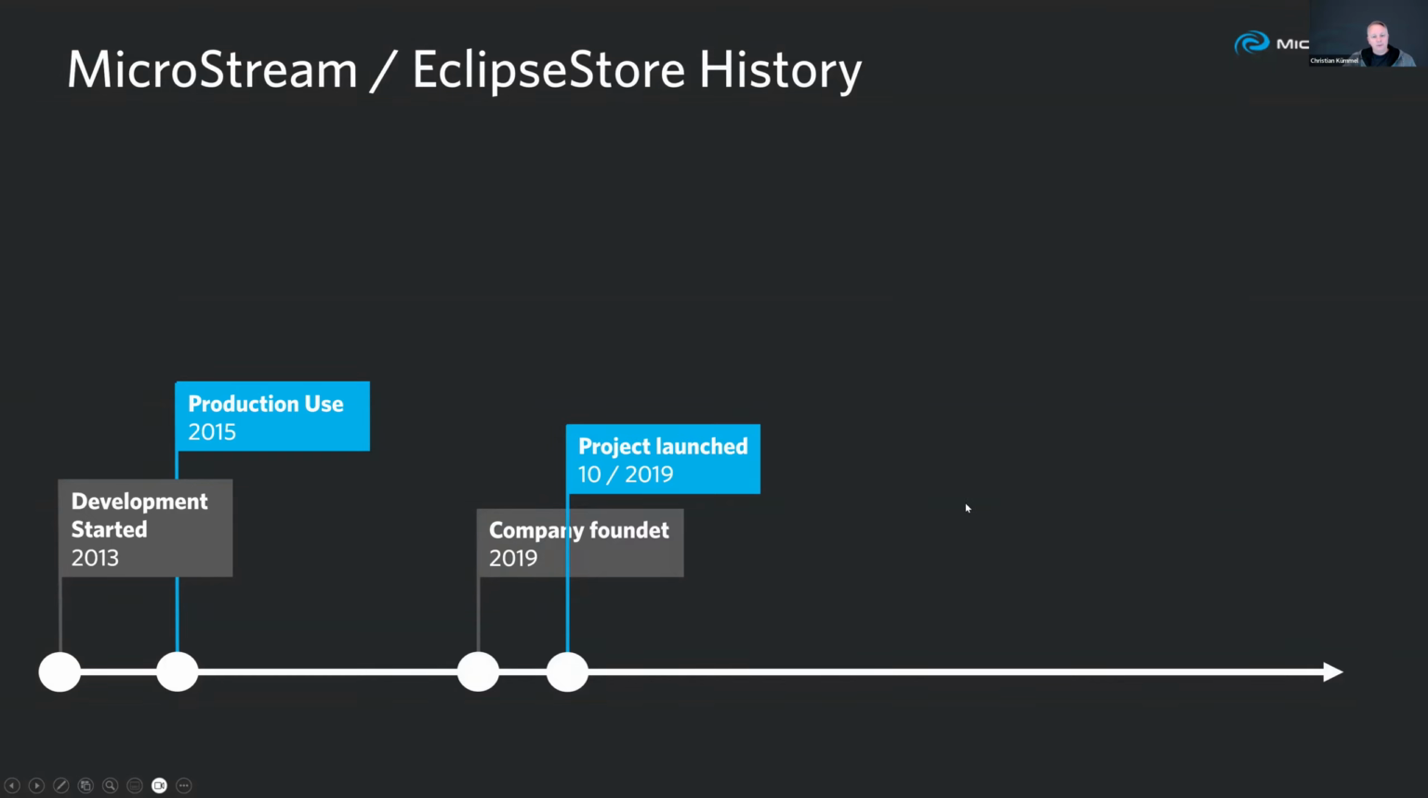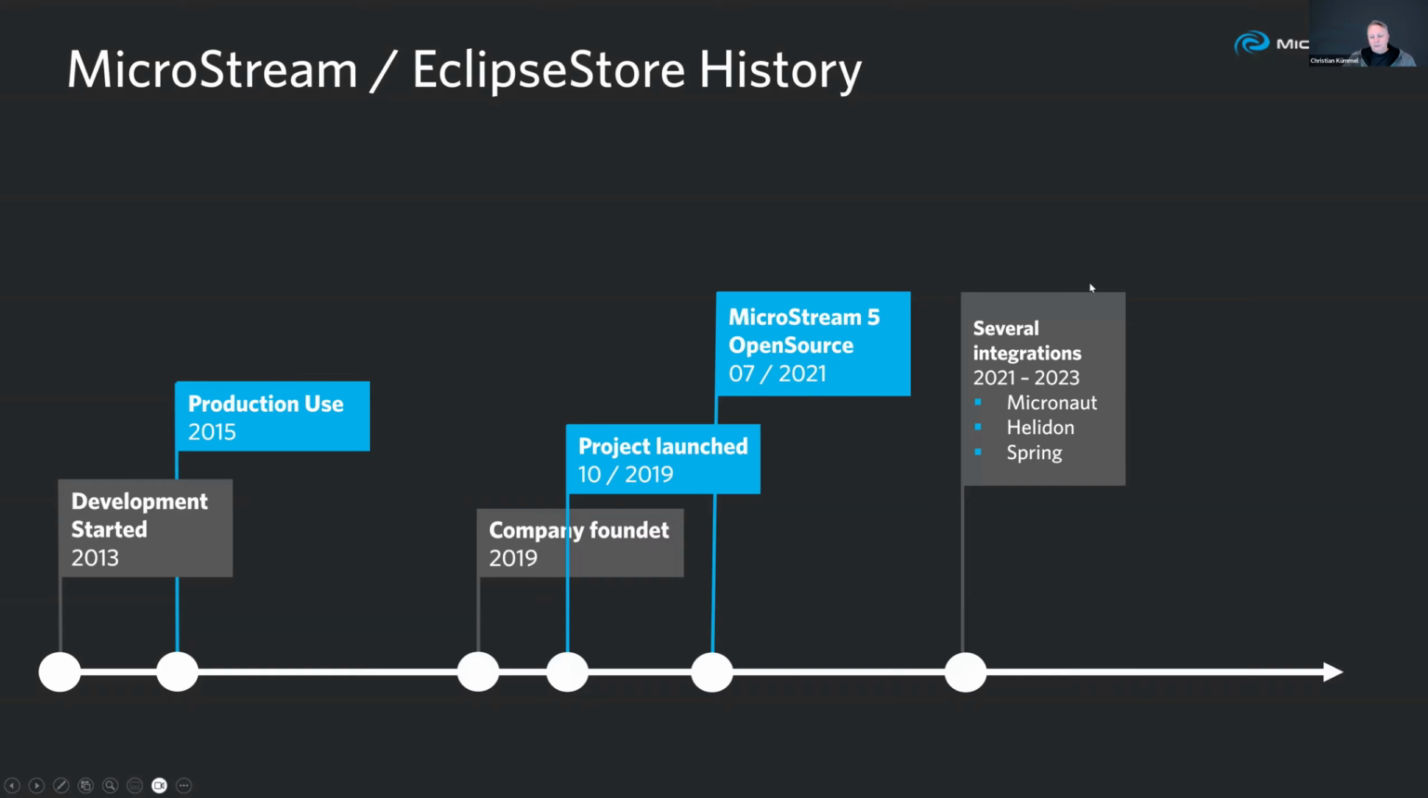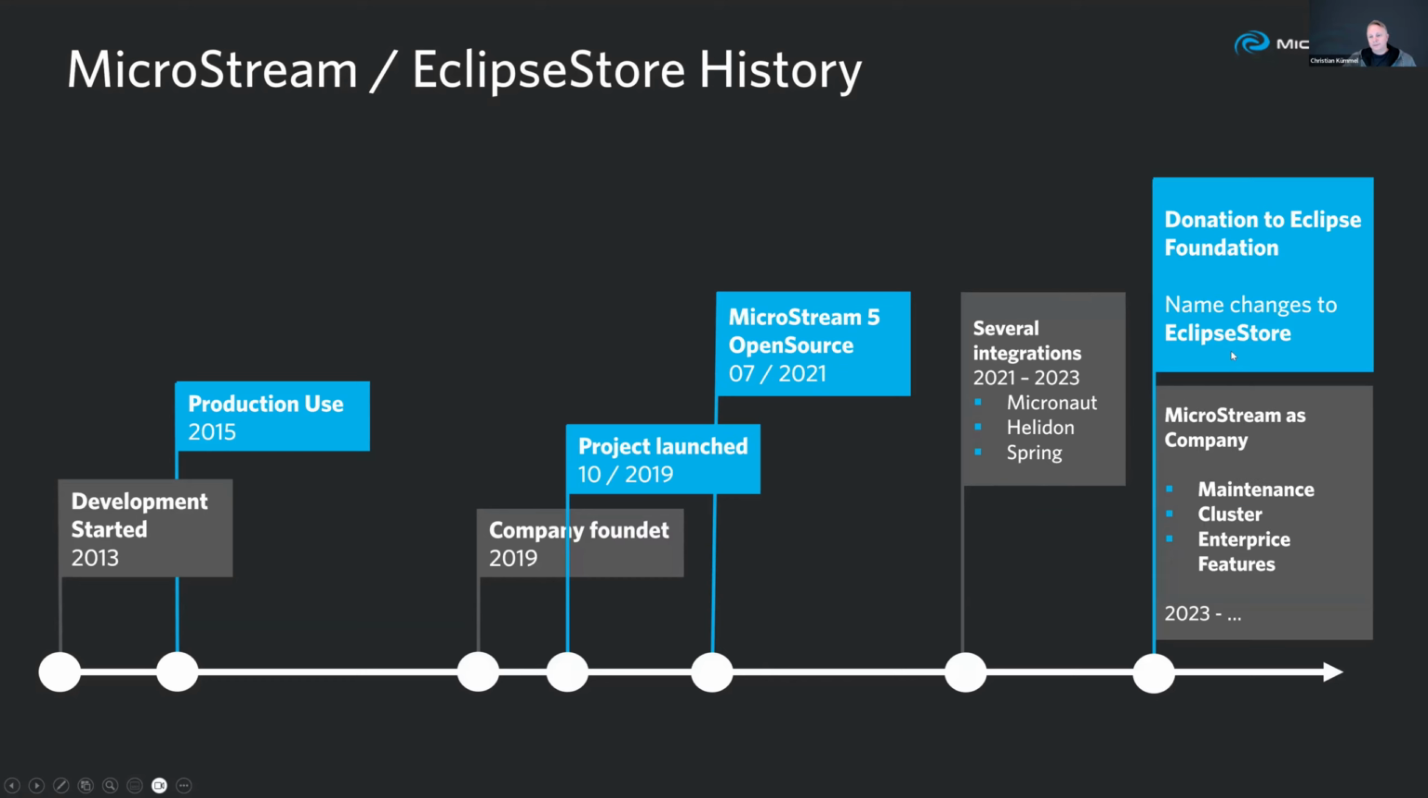There was a company founded for that. The project was launched, and in 2021, MicroStream 5 became open source. The name was MicroStream so far. Then we did some integrations, Micronaut, Helidon, and Spring integrations. And in 2023, we donated MicroStream to the Eclipse Foundation, and that's why the name was changed from MicroStream to EclipseStore. It's still the same product, but the name has changed because of the donation to the Eclipse Foundation.